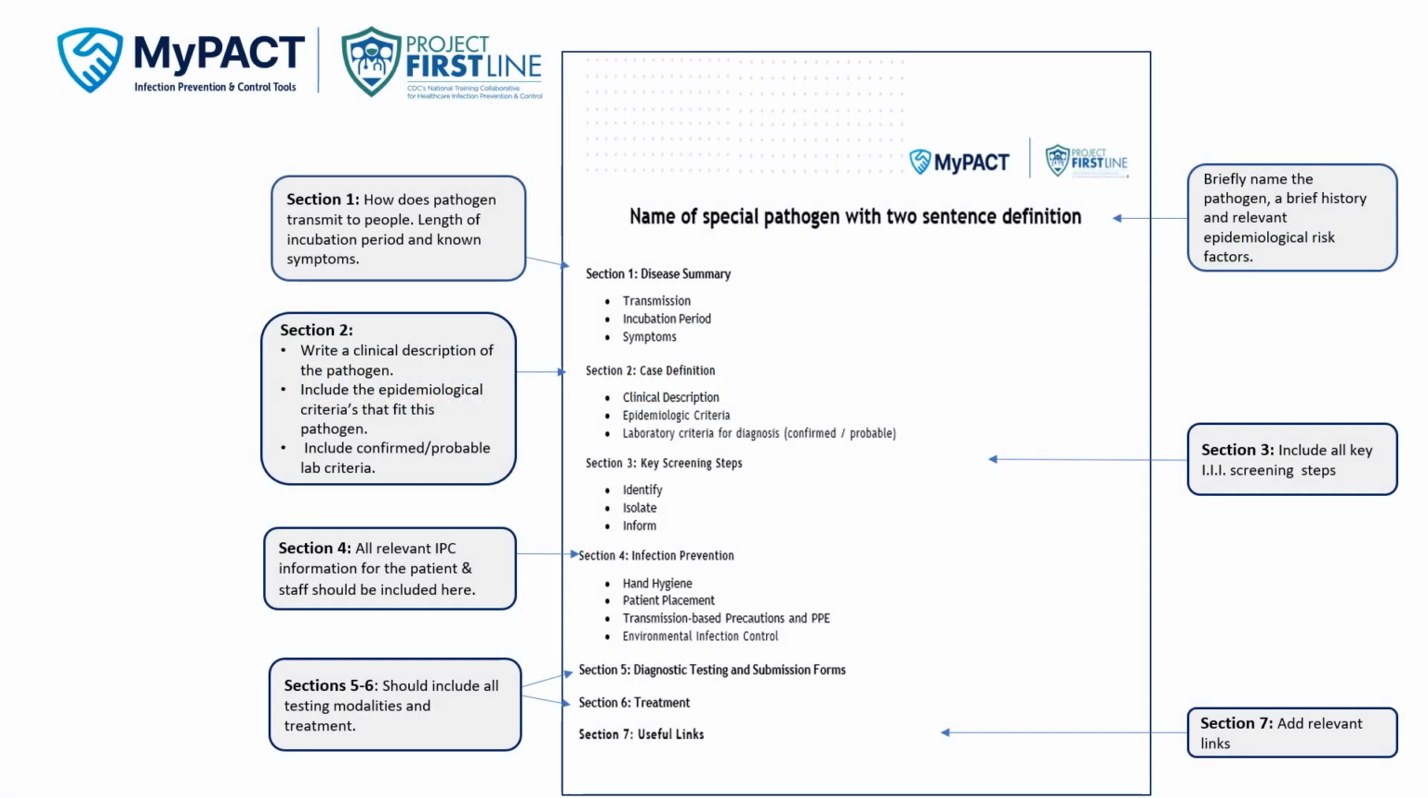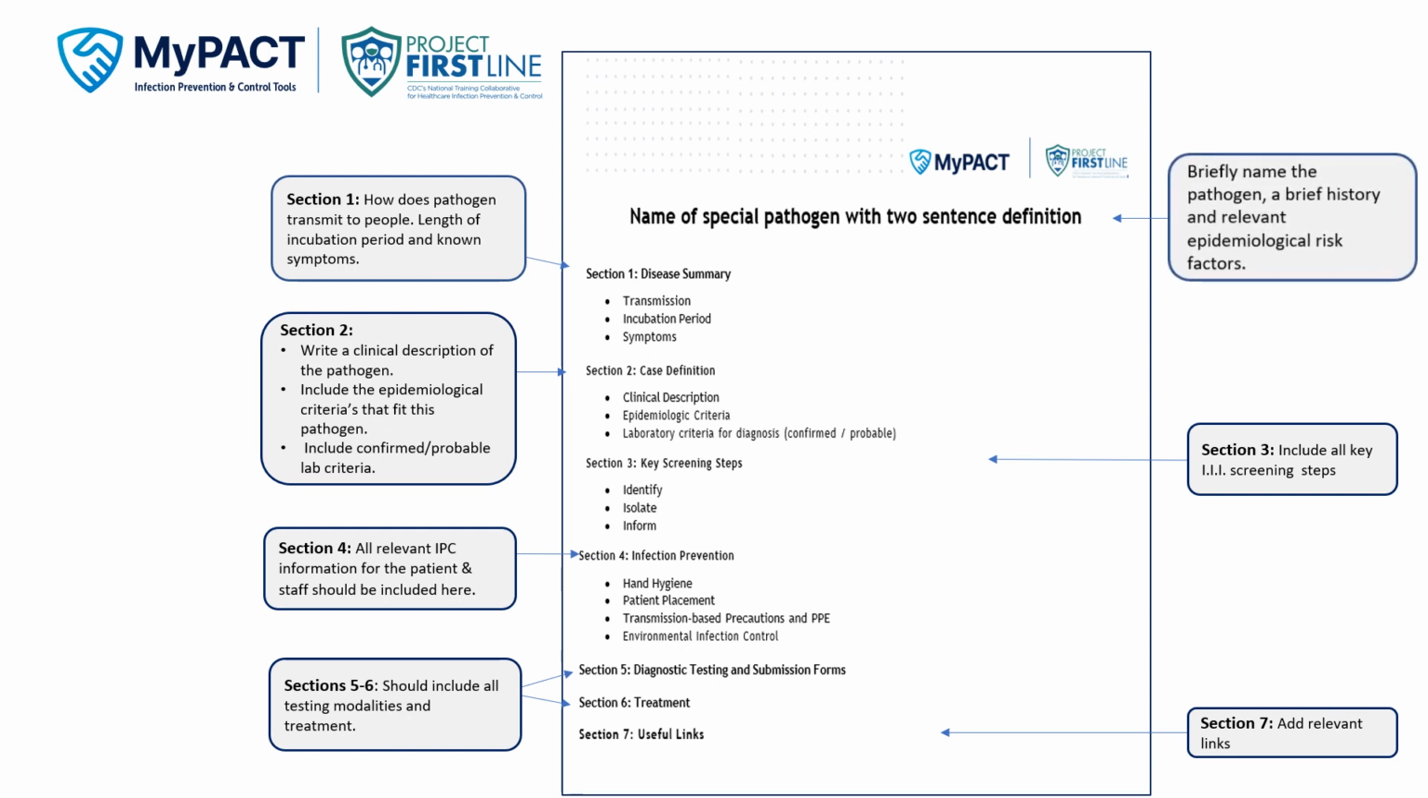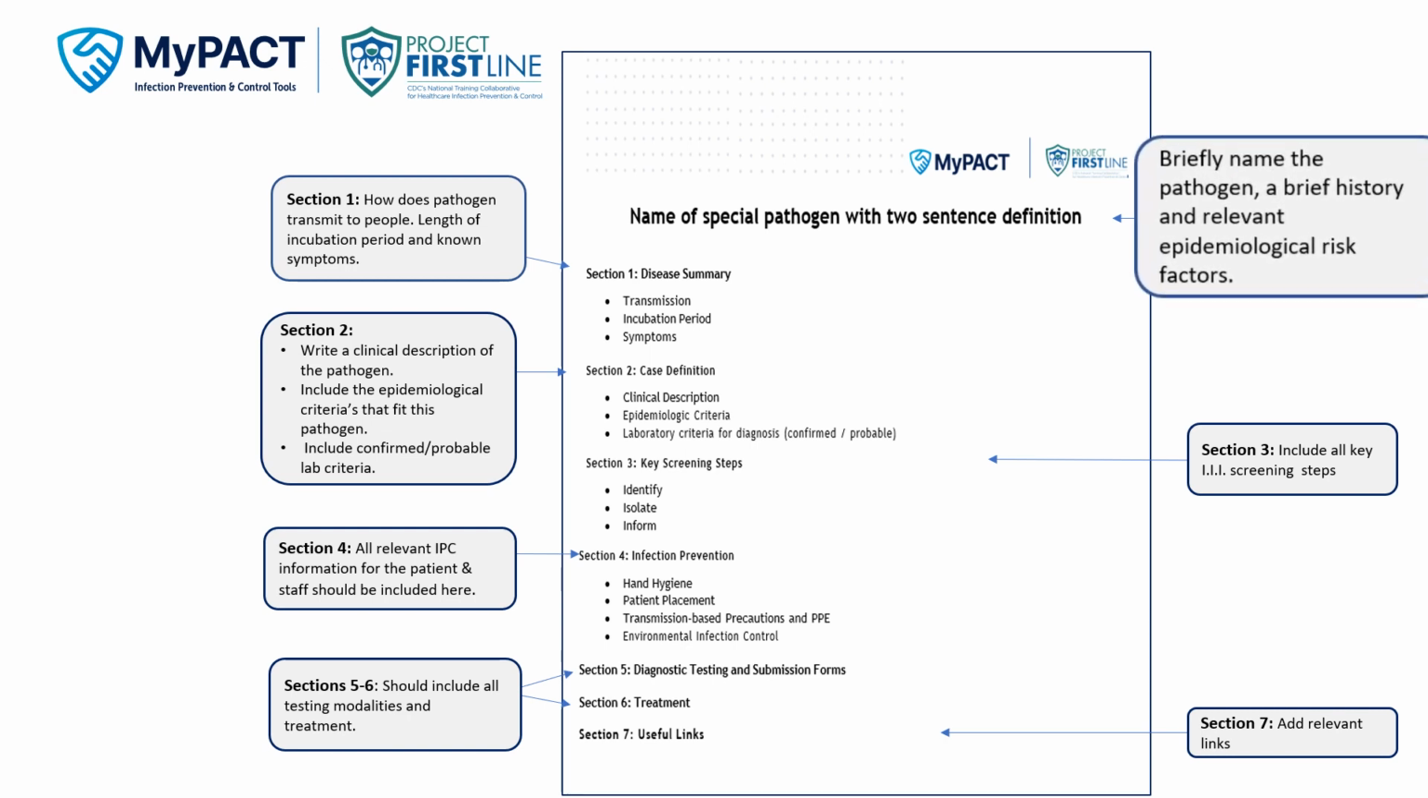Here we will go over 7 key sections you should consider when creating your own disease-specific fact sheet. These sheets should be descriptive, include critical need-to-knows for the clinician, and be to the point. First, we will start with the name of the pathogen which you are writing about, and relevant epidemiological risk factors to go along with it.